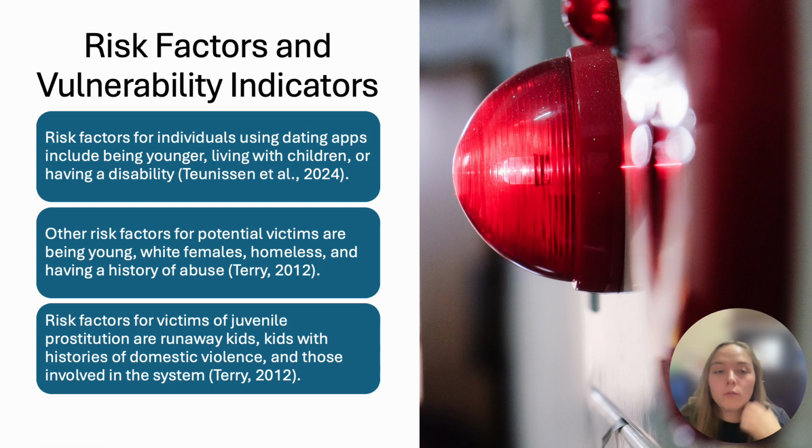Risk factors and vulnerability factors, these are for victims. Risk factors for potential victims using dating apps are that they're younger, they're living with other children, or they have a disability. Some potential victims, same thing, they're white, they're young, some of them are homeless, and having a history of abuse, whether they were actually part of the abuse or they watched it happen to somebody else, such as in the family. Risk factors for victims of juvenile prostitution: many of them are runaway kids. They have a history of domestic violence, whether again it's to them or they were watching it in their family, and those involved in the criminal justice system.